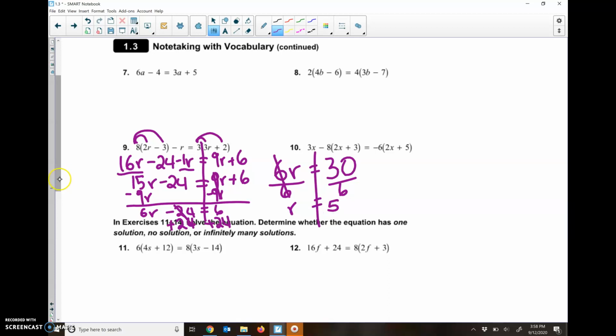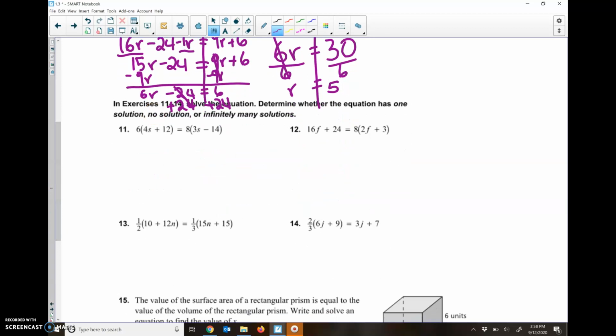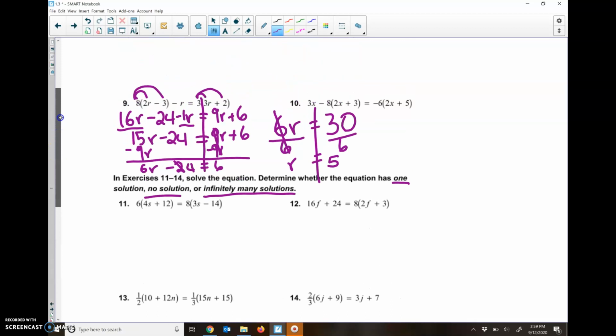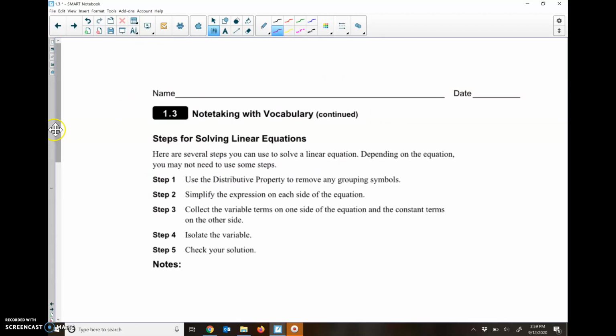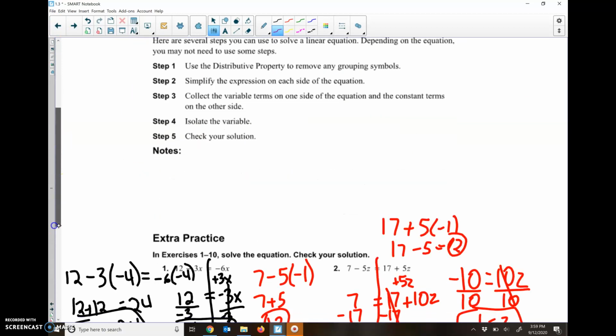And then also another difference about this back page is it says right here, if I erase that, it says determine whether they have one solution, no solution, or many solutions. Okay, and we'll kind of see there, everything we just did right now is a one solution problem. A one solution on number 9 is 5. 5 is the only number that works for that.